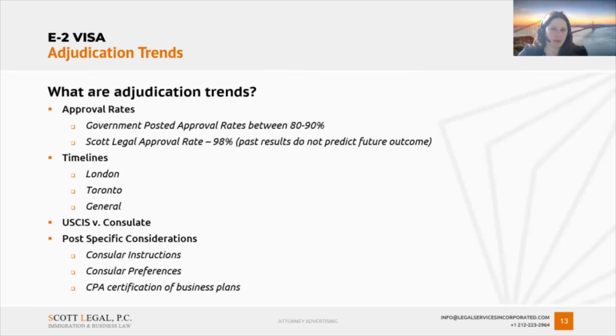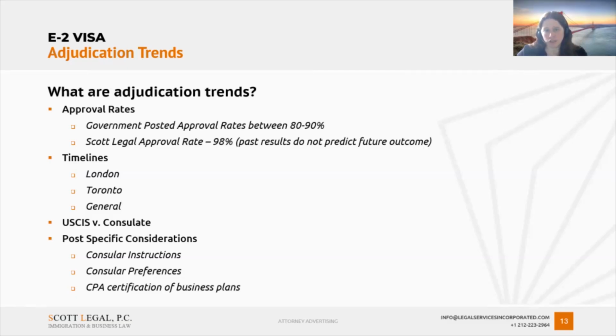But for many, many E-2 applicants, it's kind of better to apply at the consulate and you can get that visa to allow for international travel. Sometimes, a 5-year visa even, which really allows you to build up the business and get it to a successful place before you have to renew. You do want to, again, just know your post.